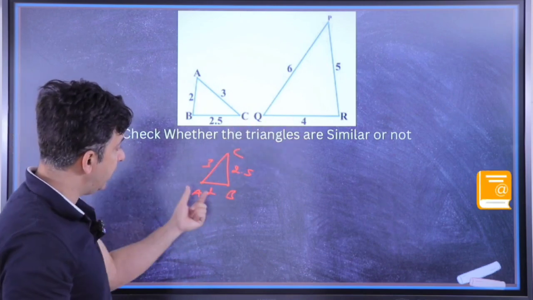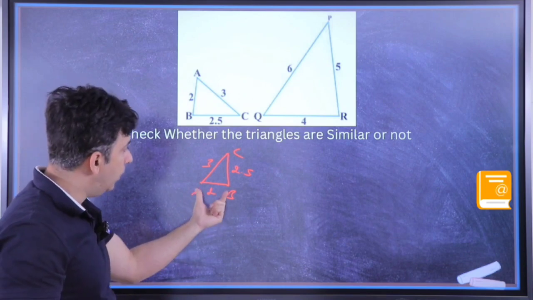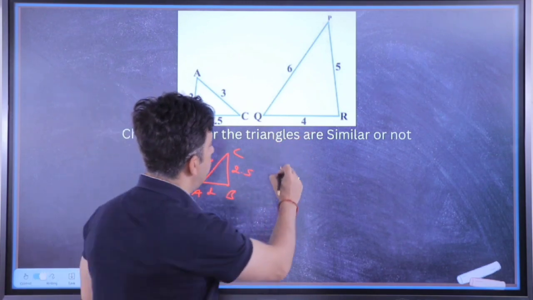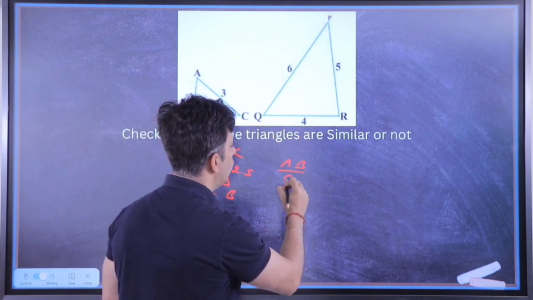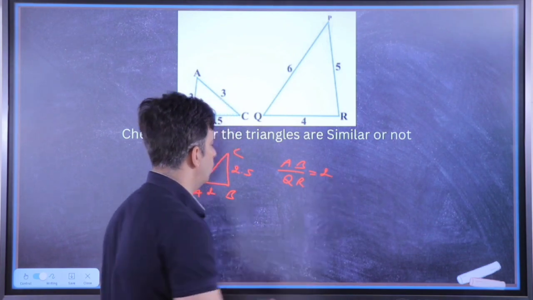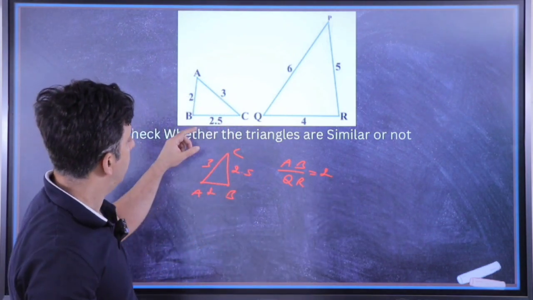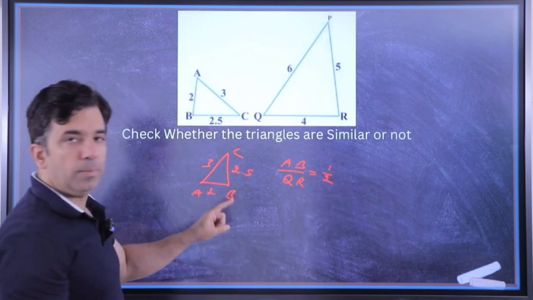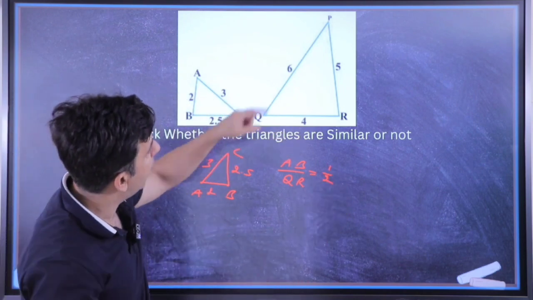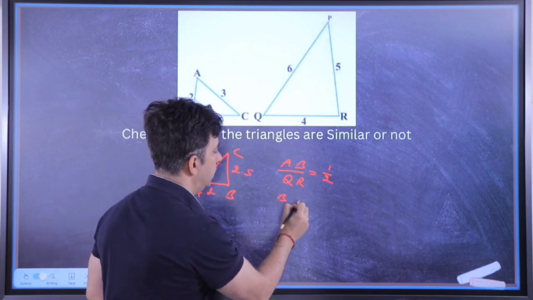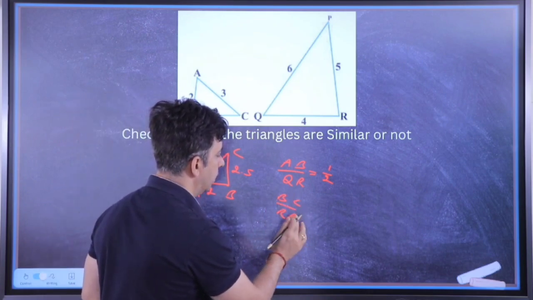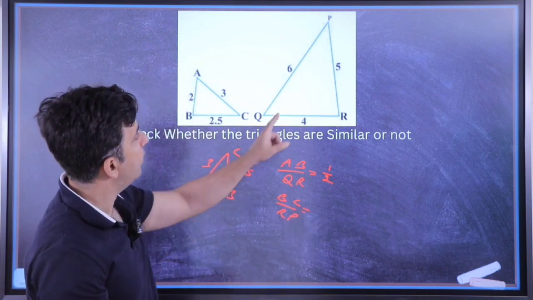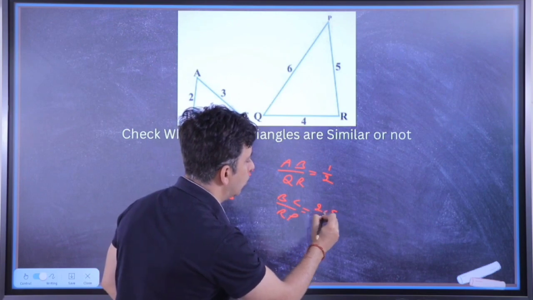Now if I compare this figure with this one, I can see that if AB is 2, then on doubling this AB, I get 4, which is QR. So AB upon QR is 2 by 4, which is 1 by 2. And similarly, BC upon RP, 2.5 upon 5, is again 1 by 2.